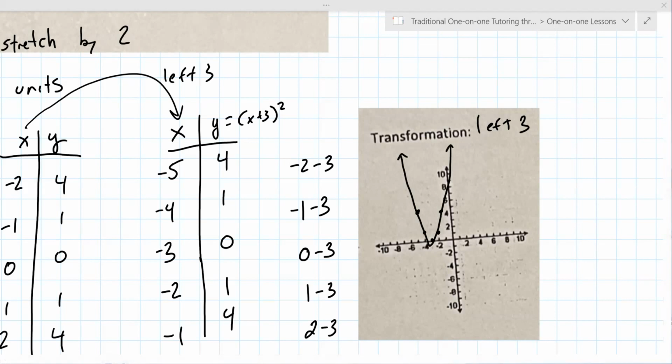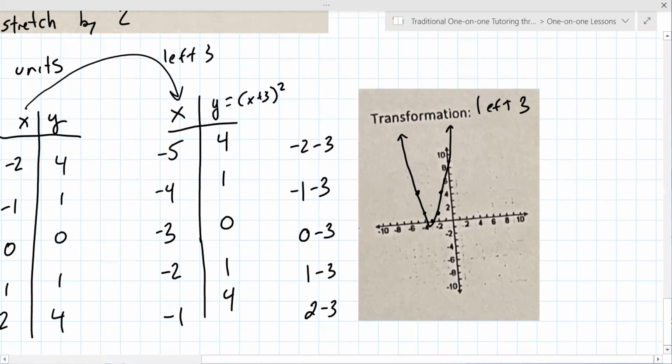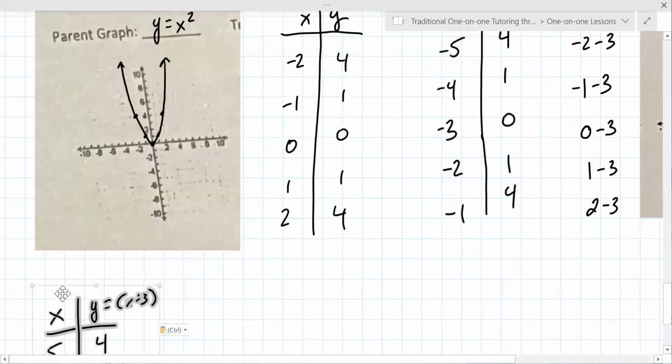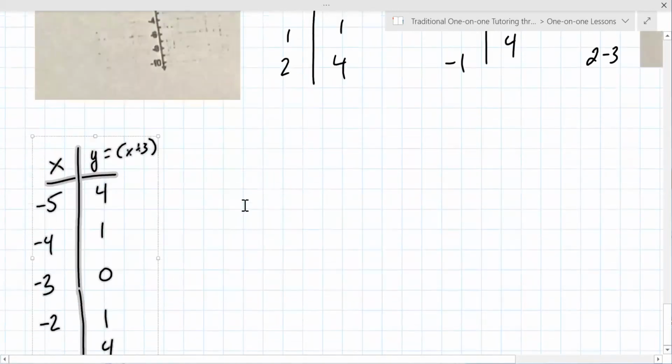Okay, got it down. I got it down, Matthew. You have this graph down? Great. So the next transformation, can you read that to me? That next transformation up there from above?